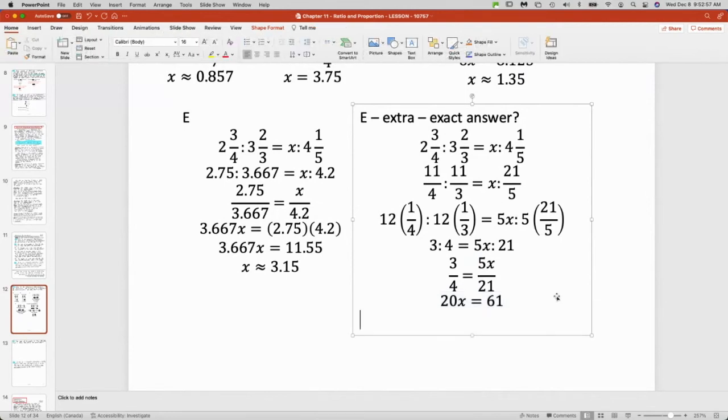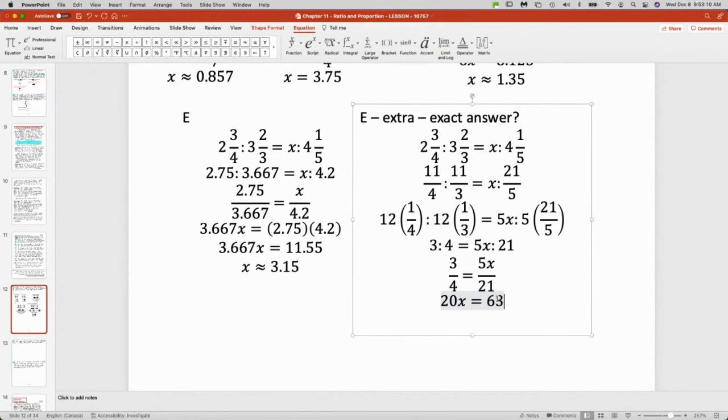So 61 divided by 20. I'm sure I probably made a mistake there anyway. 63, that's right. There we go. I just had a feeling I typed something wrong. Okay.